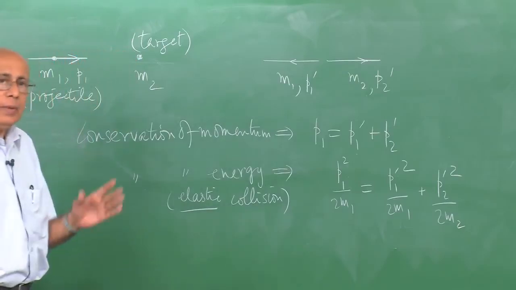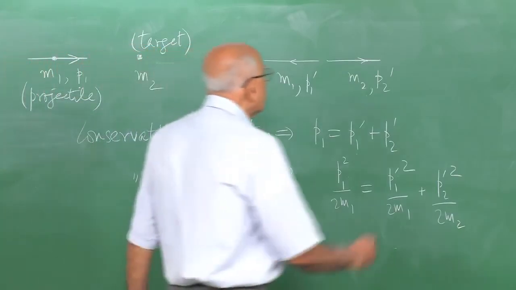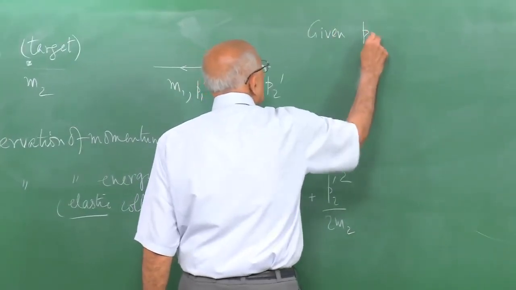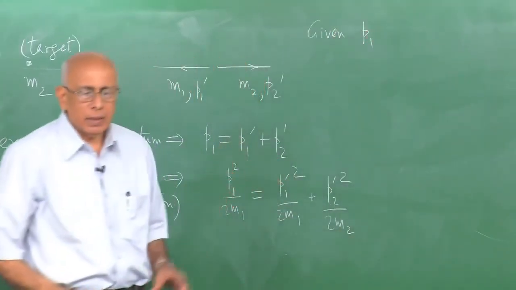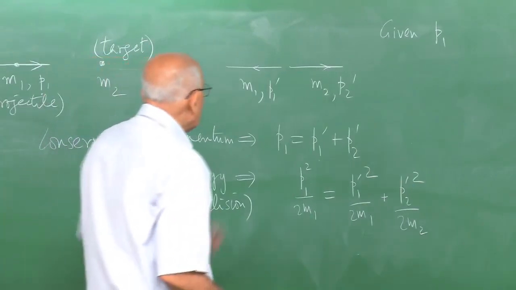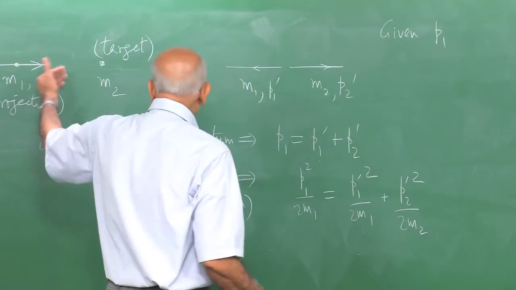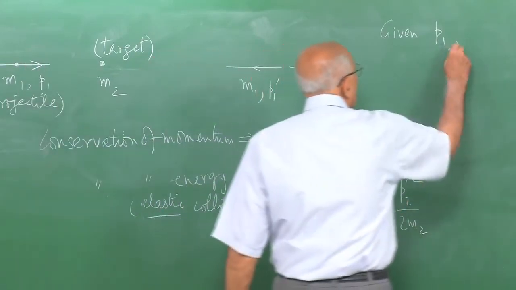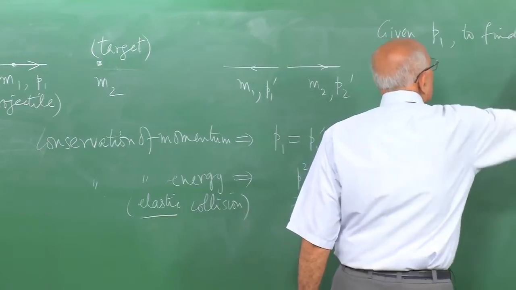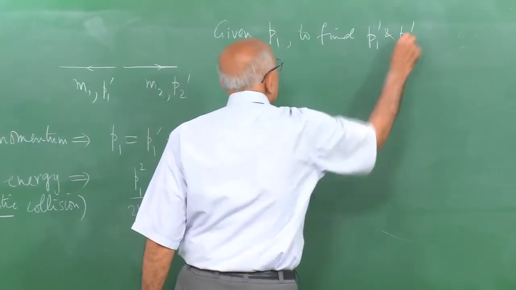So we have two equations for two unknowns. Given p1, and of course the masses of the particles, the parameters m1 and m2 are supposed to be given to you, and you are given the value of this variable p1, you need to find p1 prime and p2 prime.